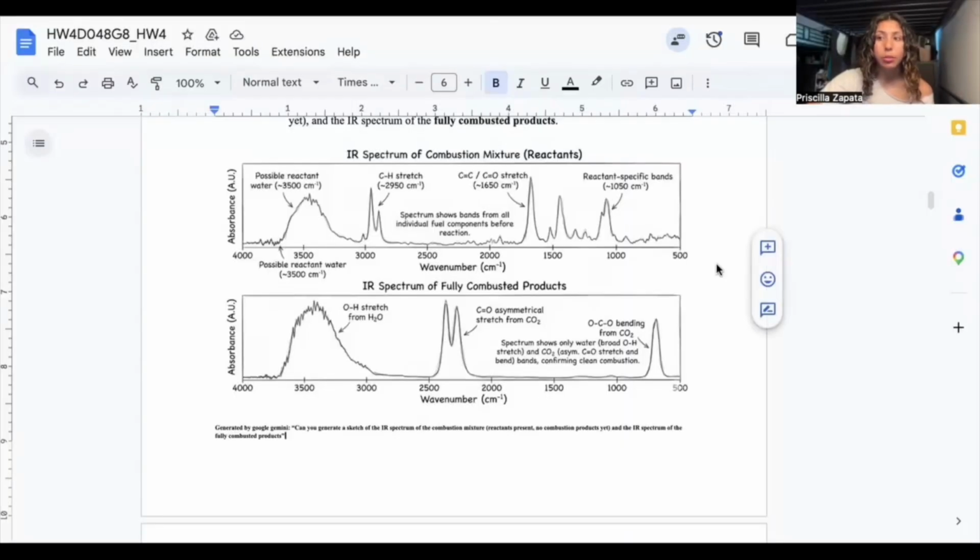Hi, my name is Priscilla, and I'm responsible for the IR and mass spectrometry analysis for our rocket fuel study. I generated these spectra using AI prompts calibrated with NIST Chemistry WebBook data to ensure the peak compositions and intensities are scientifically accurate.